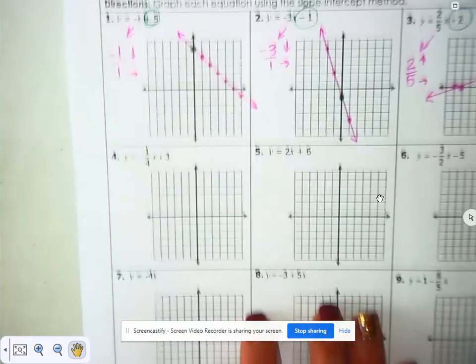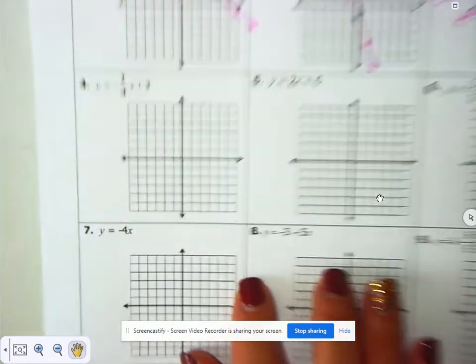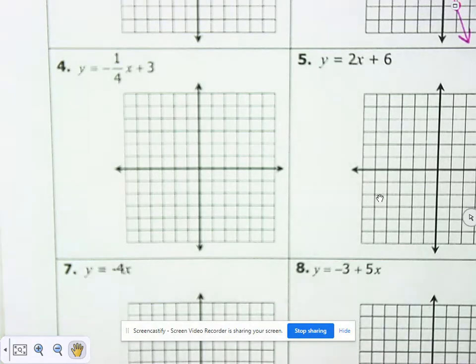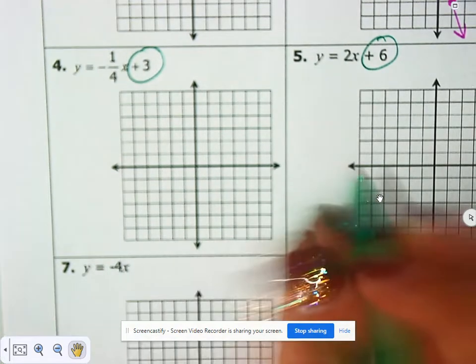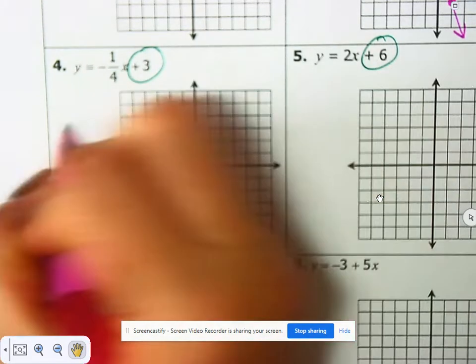All right. So again, all of these through 9 are already in slope-intercept form, so that makes it easy. So I'm going to start always at my y-intercept. And then I'm going to do my slope.